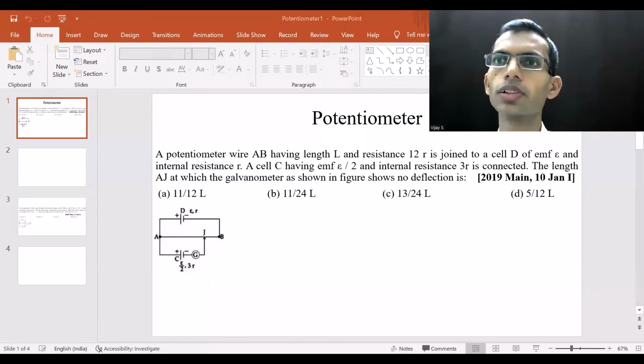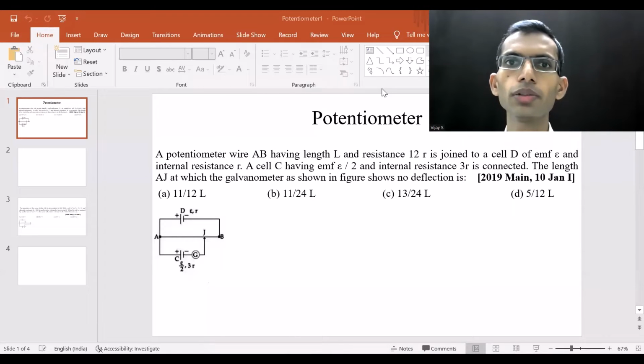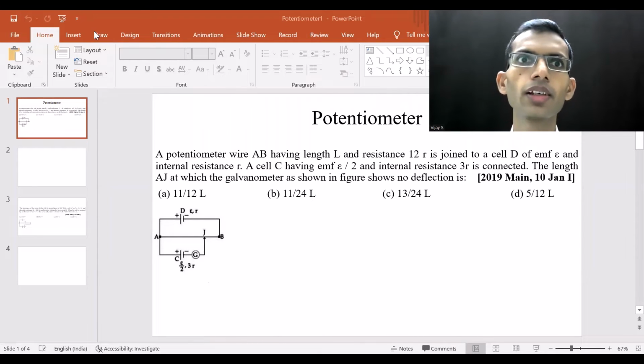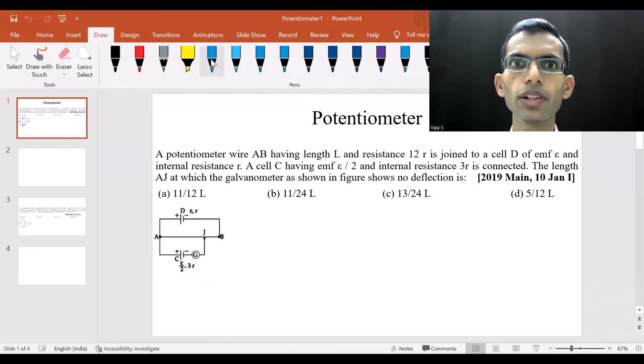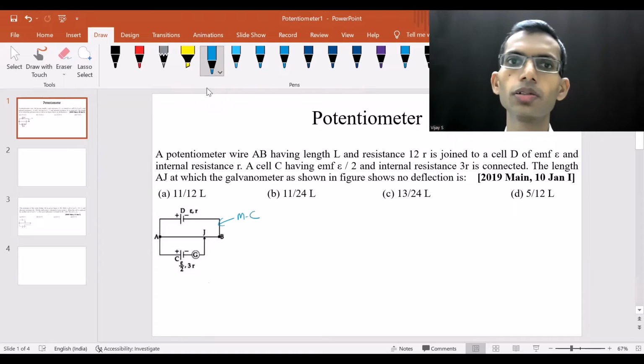Let us see the first question. A potentiometer wire AB having length L and resistance 12R is joined to a cell D of EMF E and internal resistance R. In this he is giving the main circuit parameters.